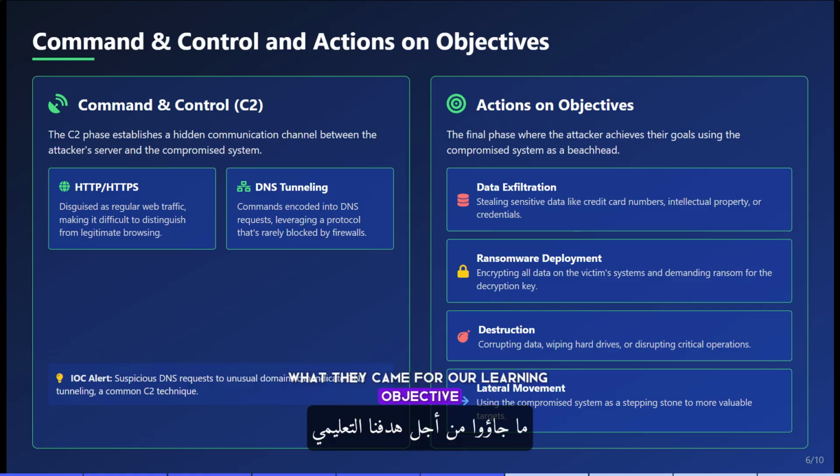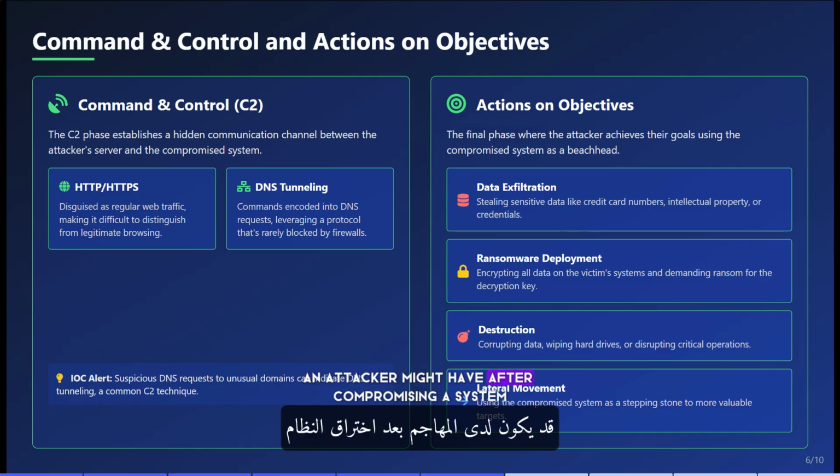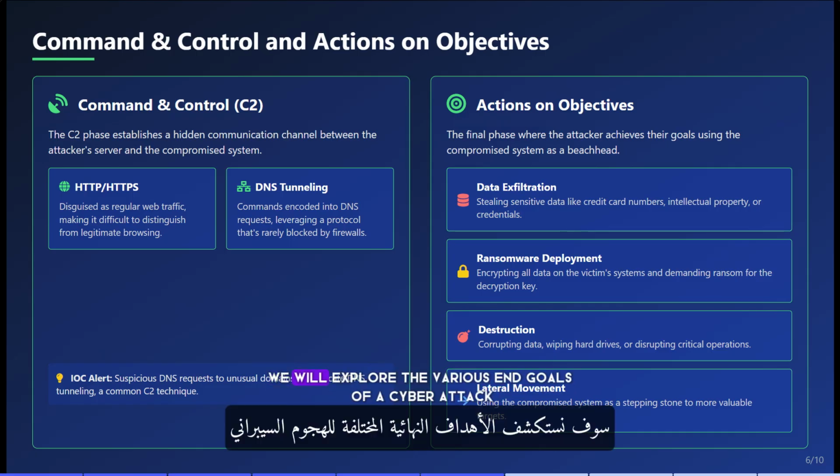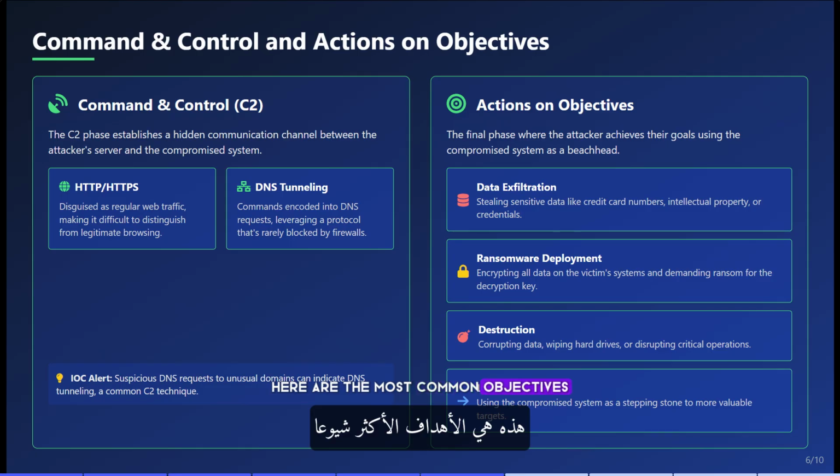Our learning objective is to list at least 3 common goals an attacker might have after compromising a system. We will explore the various end goals of a cyber attack to understand the attacker's motivation. This phase represents the why of the attack. What did the attacker want? Here are the most common objectives.